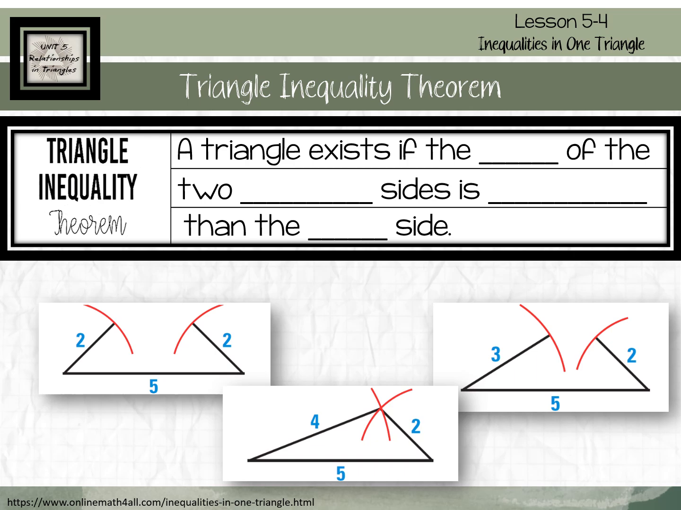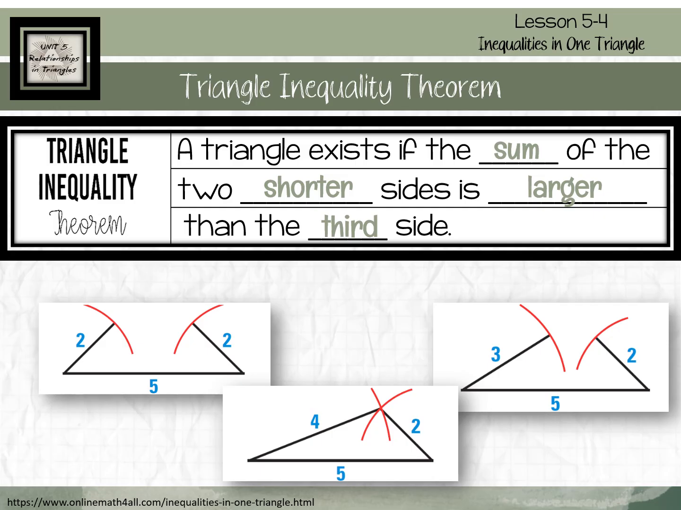Triangle Inequality Theorem. Let's start there. A triangle exists if the sum of the two shorter sides is larger than the third. So sum is when you add them together. So we have the lengths of the two shorter sides, and if we add that together, it should be more than the third side.